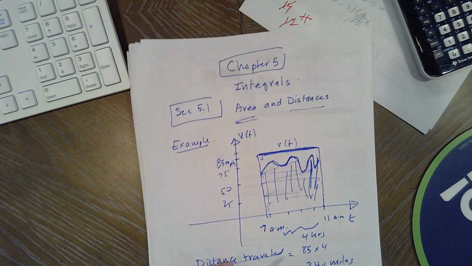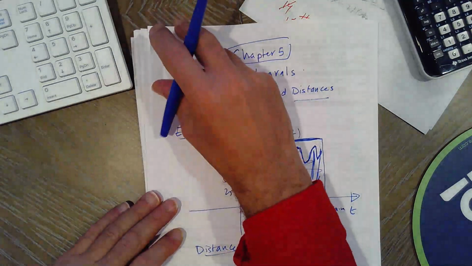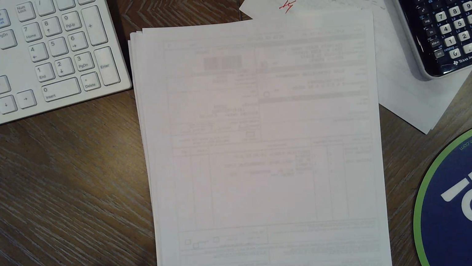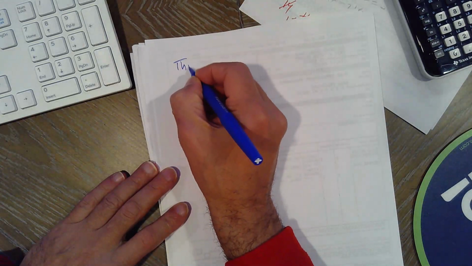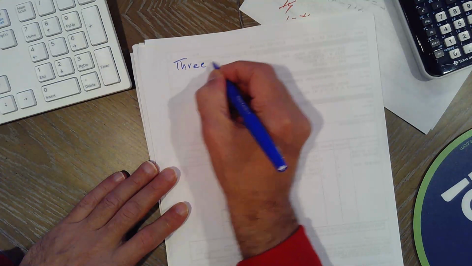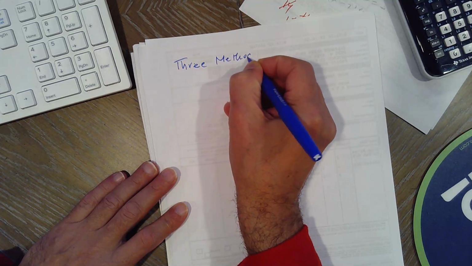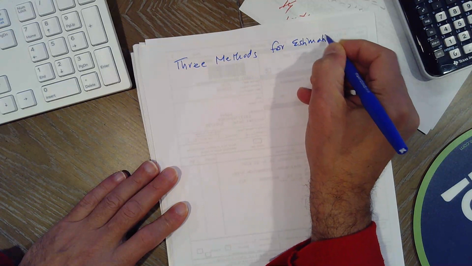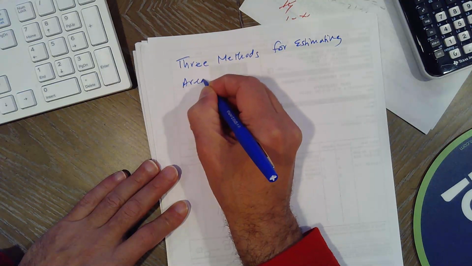Well, we're gonna do some estimates first. So we're gonna talk about three methods for estimating areas under a curve.